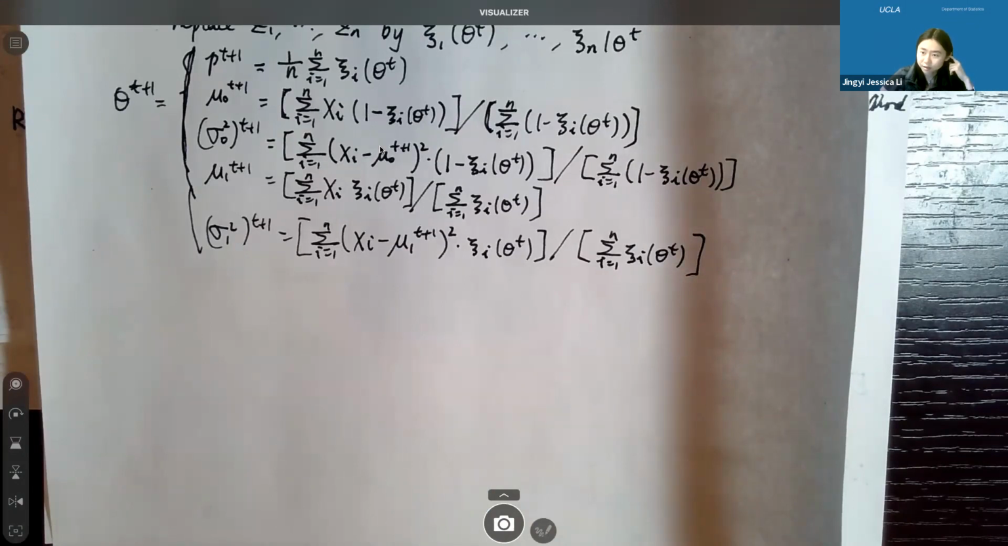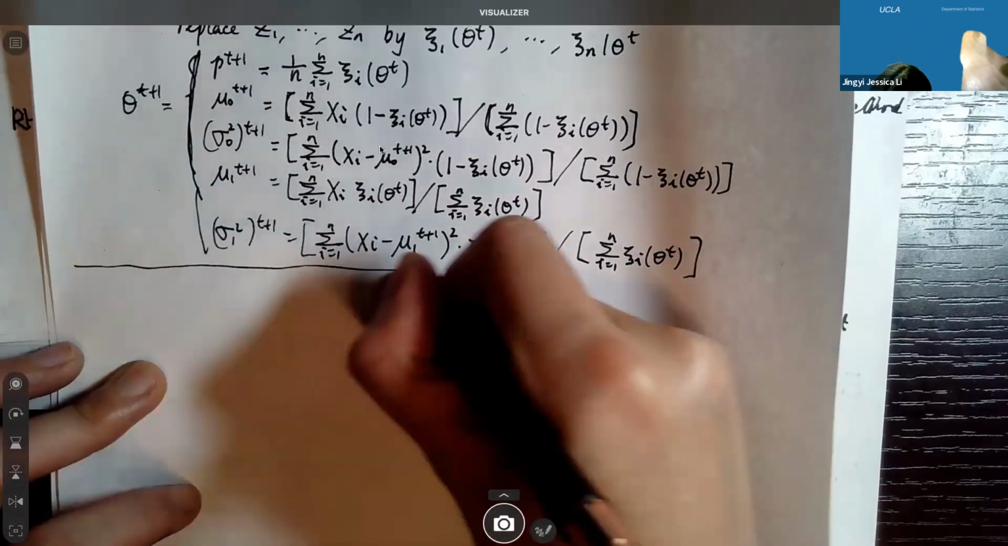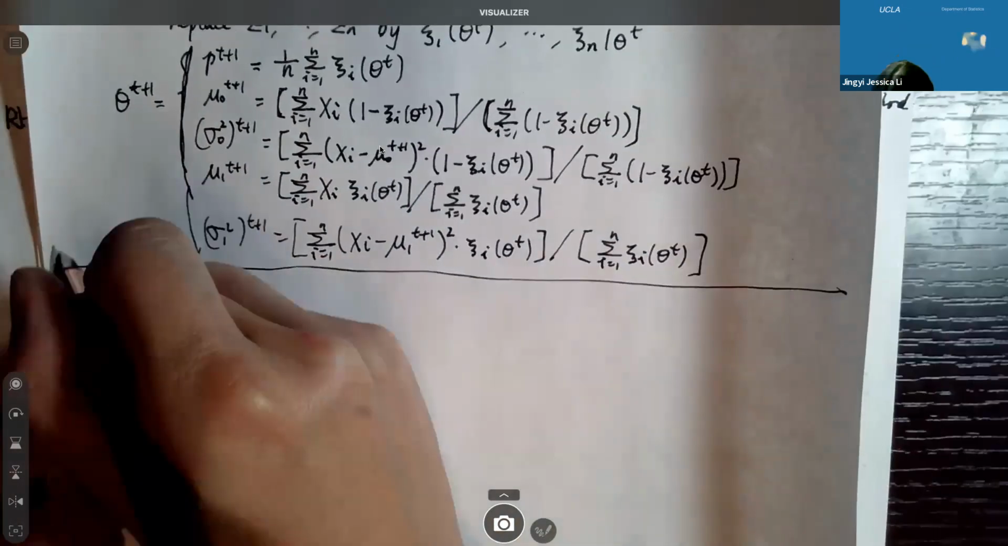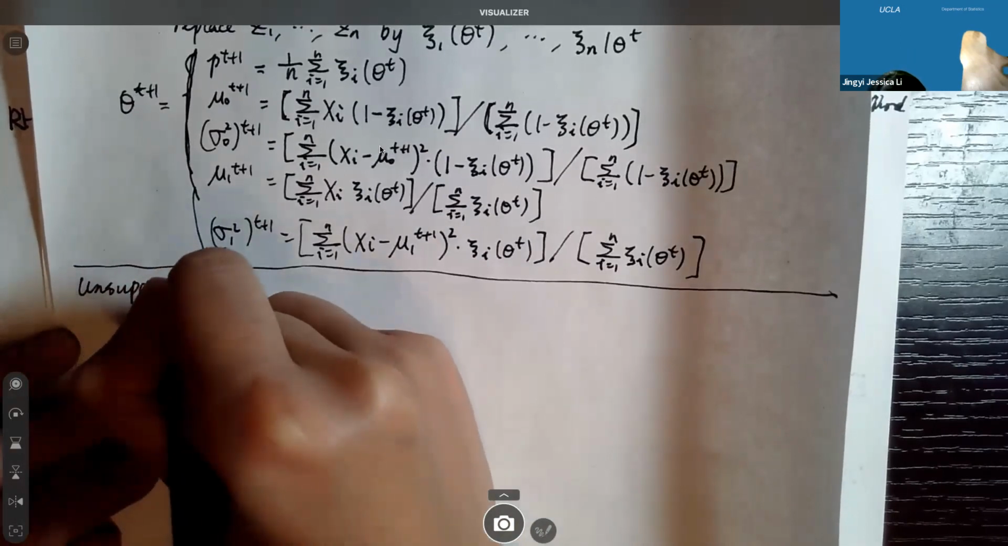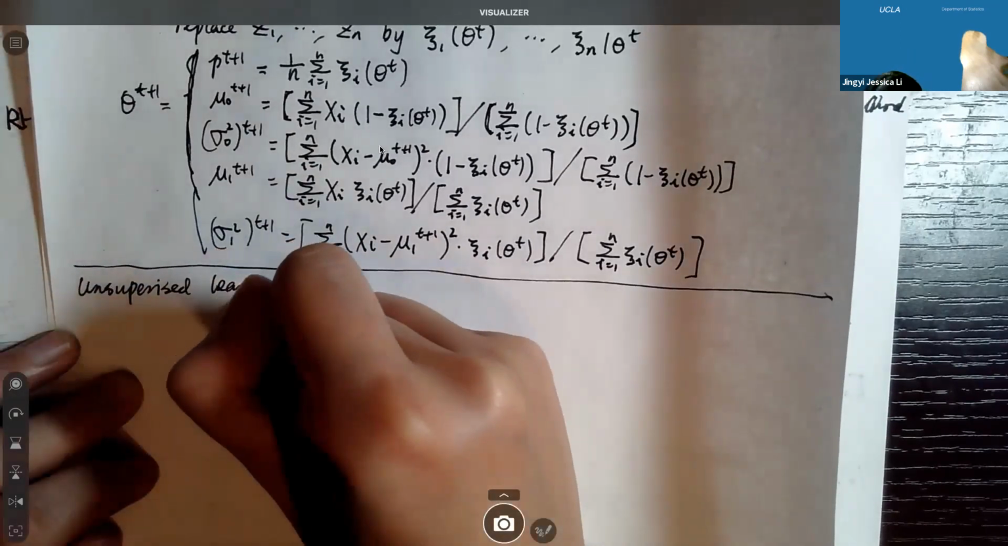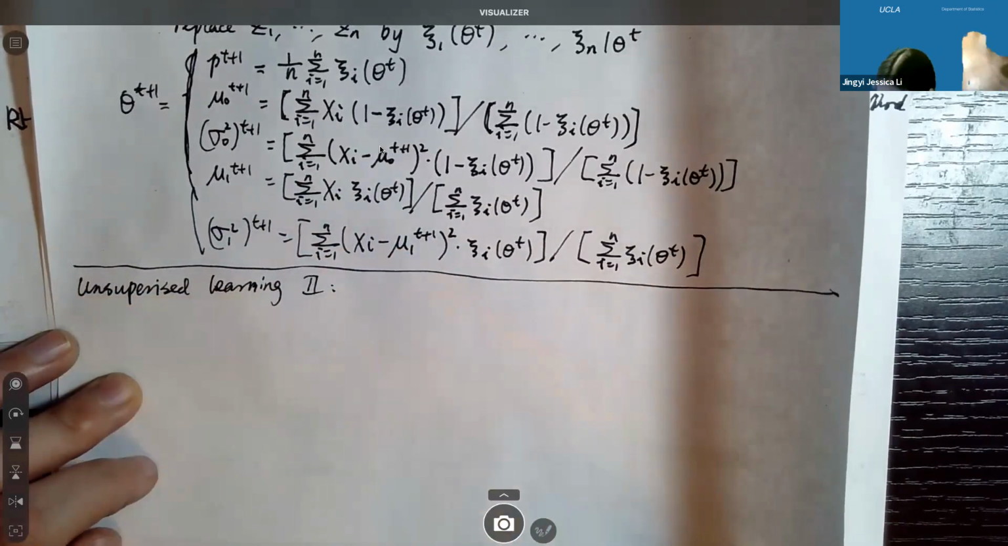Can we move on if there are no questions? All right, so now let's talk about the second type of unsupervised learning. Okay, so it's still unsupervised. So part 2, this is dimension reduction.